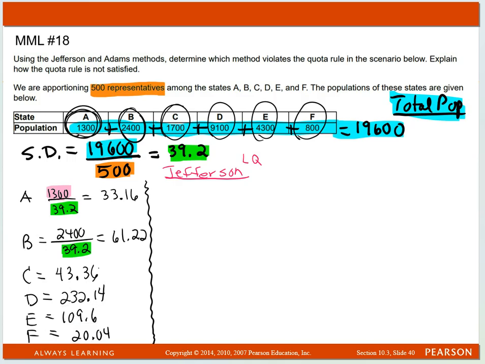Jefferson. So I switched to a red pen. Jefferson goes with the lower quota. So if you have 33.16, he is going to assign 33. For the 61.22, he will go with the lower, which is 61. And then he'll go with 43, 232, 109, and 20. But when I added that up and I did the total here, we're looking for 500. I only had 498.